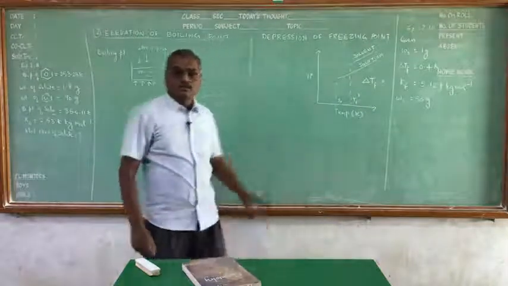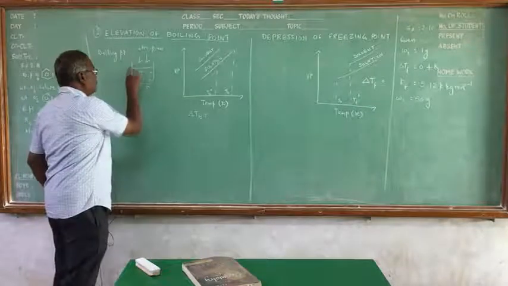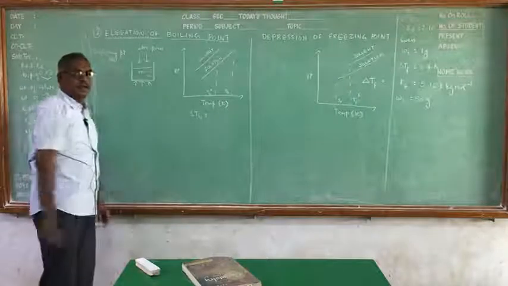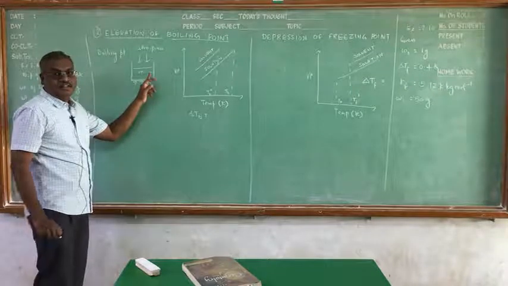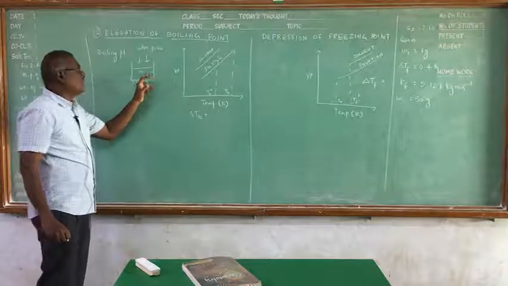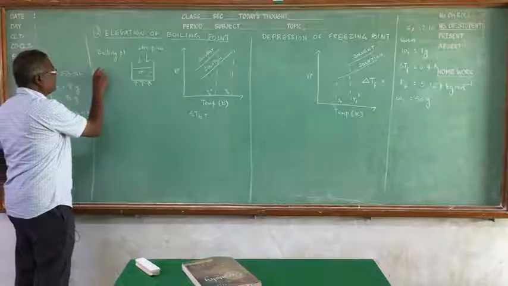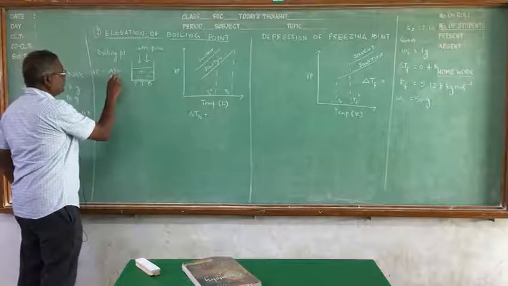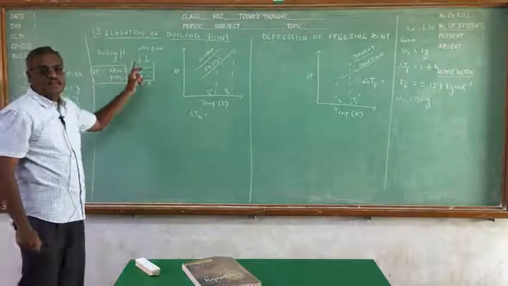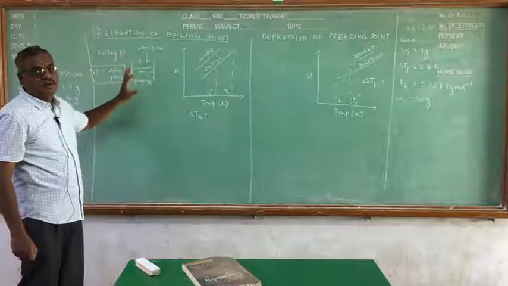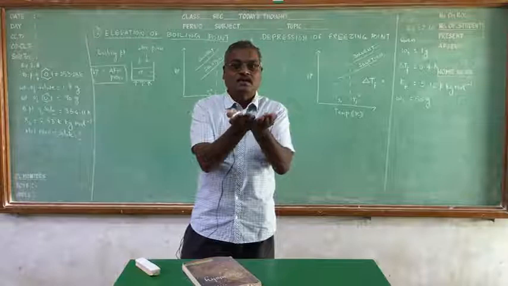Before going to that, what is meant by boiling point? Suppose I take a solution in a beaker and I am heating it, so a pressure will be developed inside. That pressure is known as vapor pressure. Above the water there is another pressure called the atmospheric pressure. At one stage this vapor pressure is equal to atmospheric pressure, and this is known as the boiling point. The boiling point is the temperature at which vapor pressure and atmospheric pressure are equal.